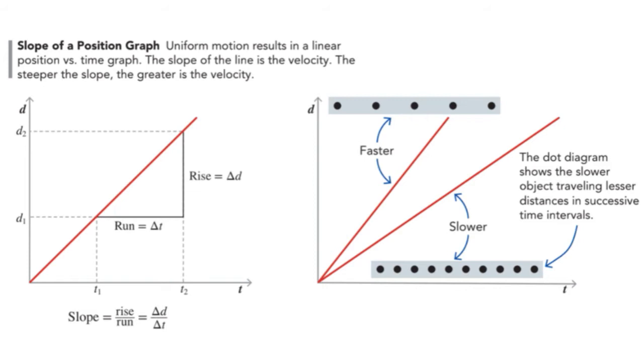Now that students have constructed a position versus time graph, they can use that position graph to get more and deeper information. In this case, they can look at the slope of the position graph, where the uniform motion results in a linear graph. The slope of that line is the velocity, the average velocity of the object as it moves throughout space. The steeper the slope, the greater the velocity. So now they can compare the motions of two objects either by using their dot diagrams or by converting those dot diagrams into graphs and looking at the slopes of the graphs.